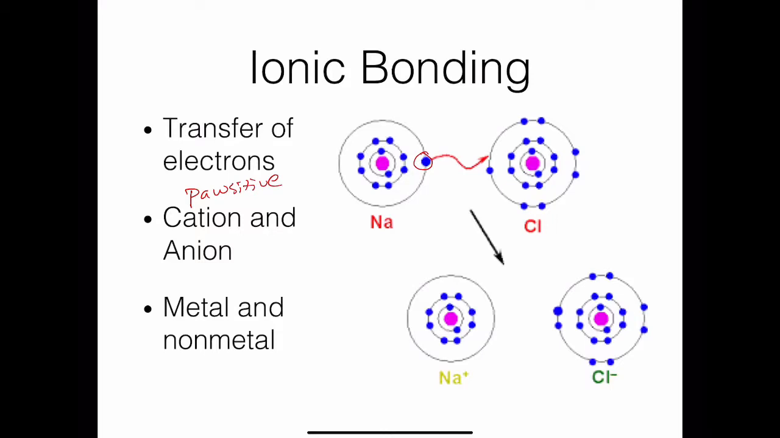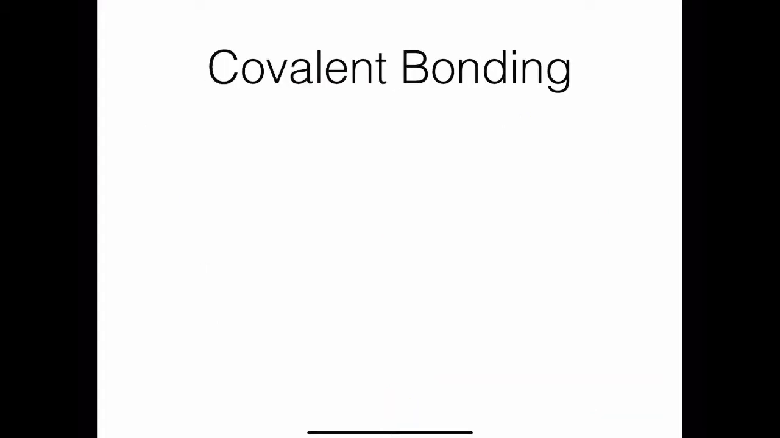When that happens, sodium was neutral and it lost one electron to become positive 1. Chlorine was neutral and it gained one electron to become negative 1. So at this point, we have a positive 1 charge and a negative 1 charge, and we're looking at the electrostatic attraction that binds them together, because we know that opposite charges attract.